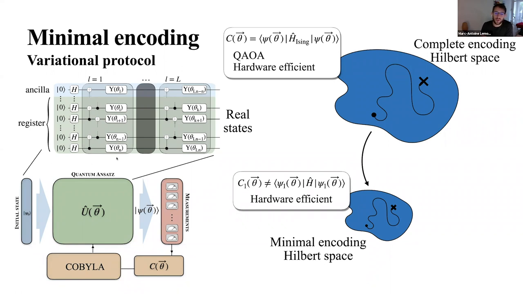And we have this layer of rotation along Y. We only use Y so that the output state has only real amplitude, because our cost function does not depend on any phases. So that's a way to restrict the Hilbert space. That is one layer, and then we apply many layers of them.